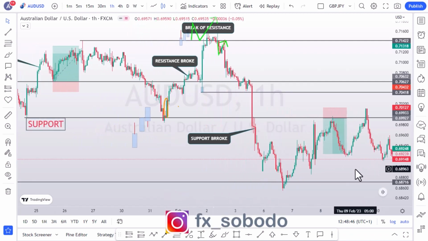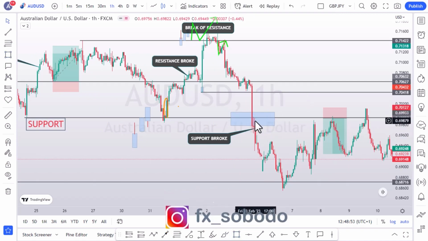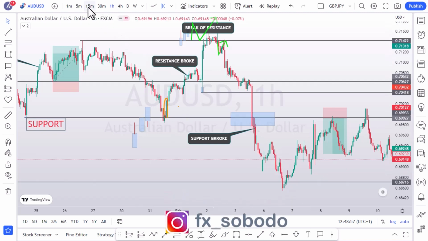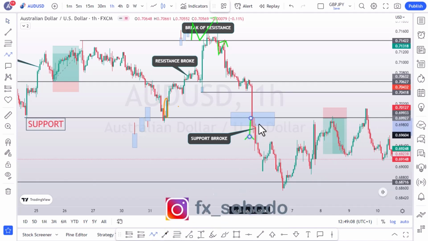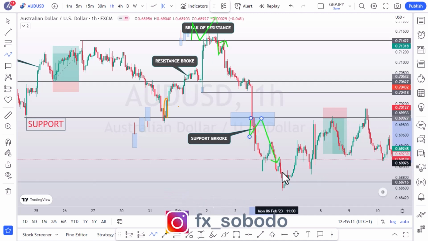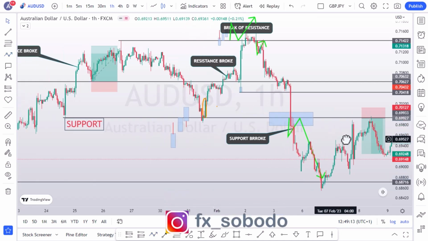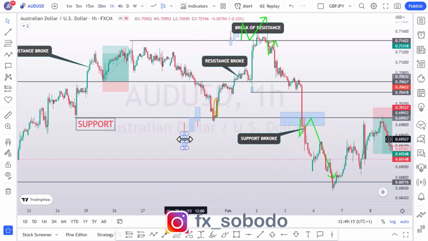Okay, but in as much as that, here at this level, you would have caught this movement from here all the way down by going to your 5-minute time frame to see the retest. If price breaks our support and comes back, be rest assured we are going like this. Remember, a break like this in a 5-minute also is necessary.